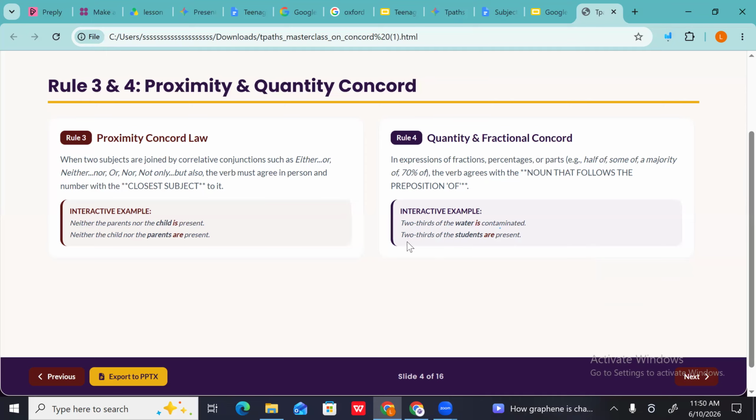The next one, two-thirds of the students. Students here is the subject that follows the preposition of. The students is plural. So plural would automatically have a plural verb, which is are. So simple.